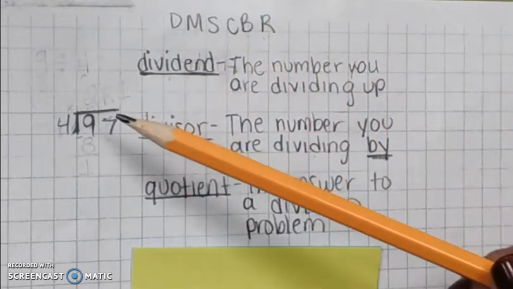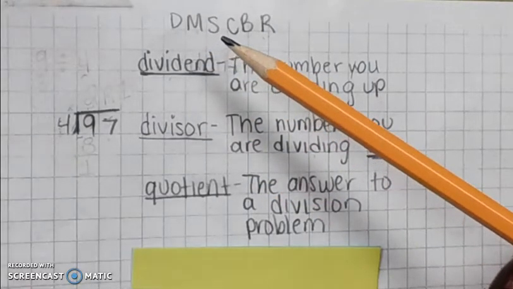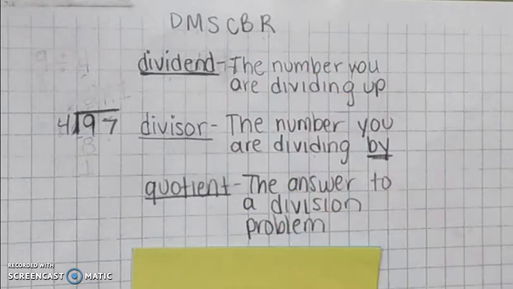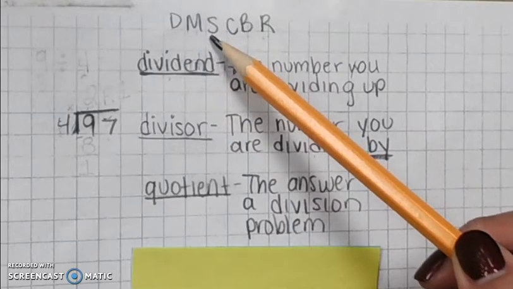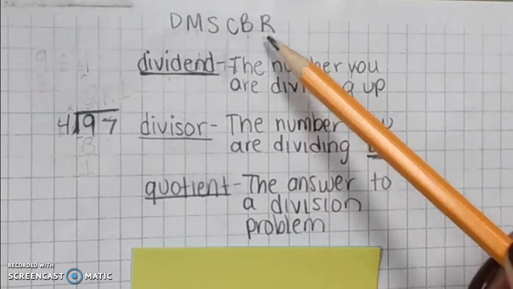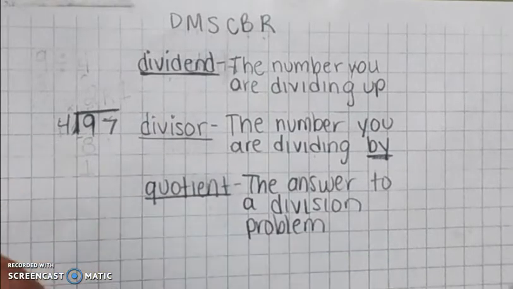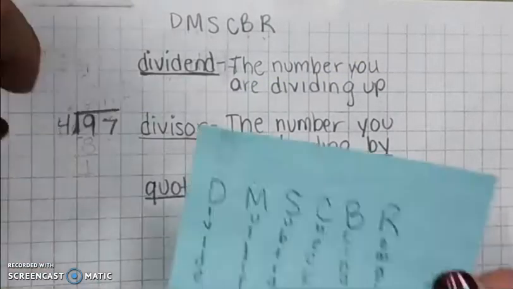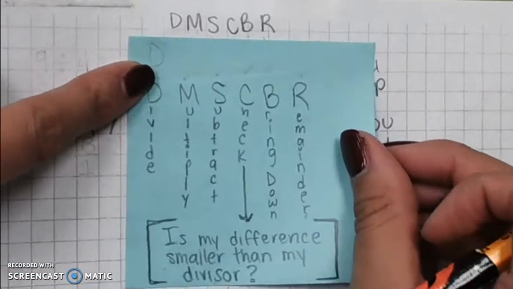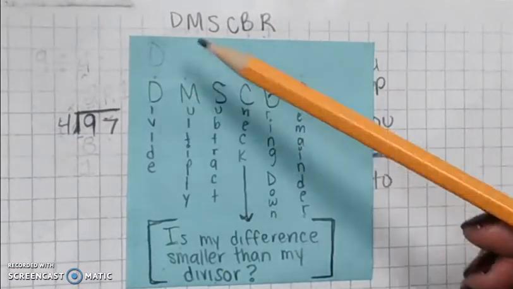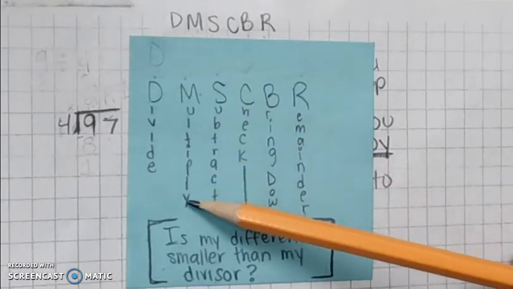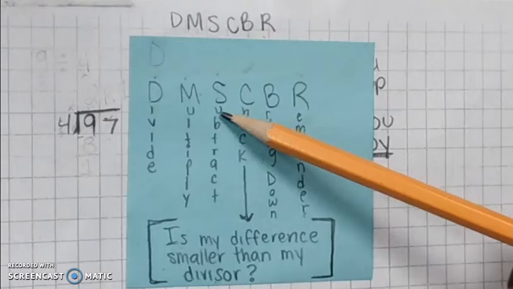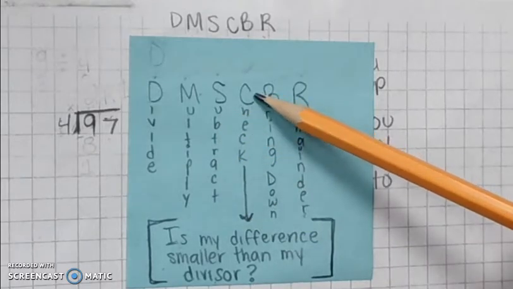Alright, the steps for division, like I said in the first video, I use a little trick to remind myself of the different steps. And I ask myself, does McDonald's sell cheeseburgers rapidly? And that's just a little trick to help me remember all the different steps. We're going to review the steps, and again, if you have not written them down, I need you to pause the video and write these down. The D stands for divide, M is for multiply, S is for subtract, C is for check.